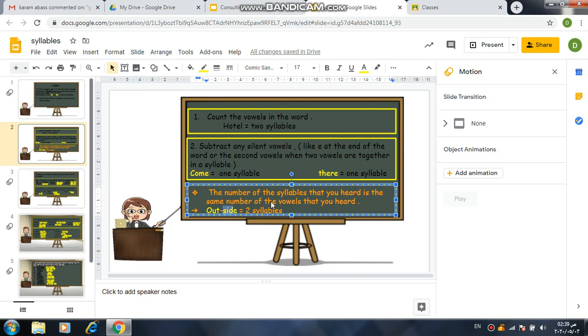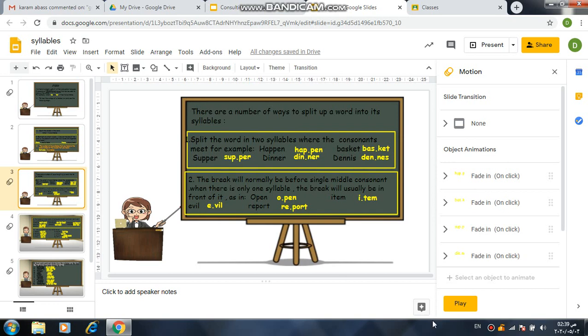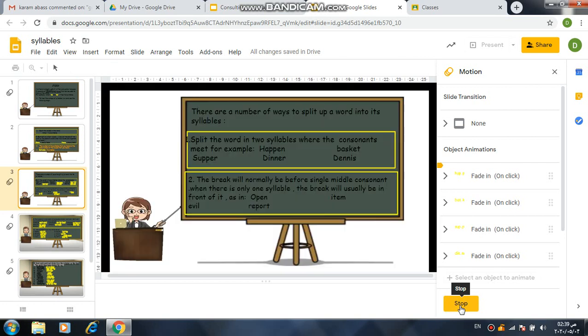Now, in the next slide, we will talk about how there are a number of ways to split up a word into syllables. How can I split up the word into syllables? Let's start. Number 1. How can I split the word into syllables? Let's start with number 1.